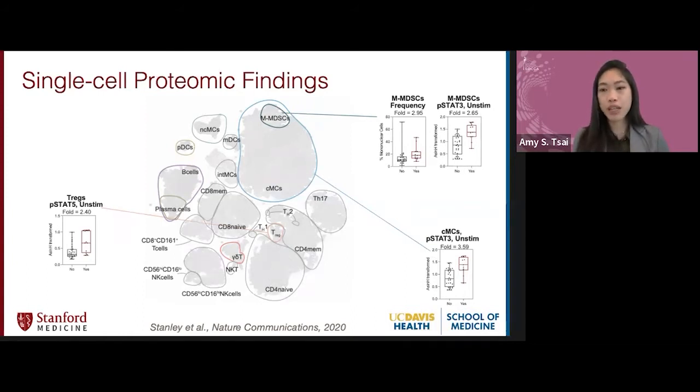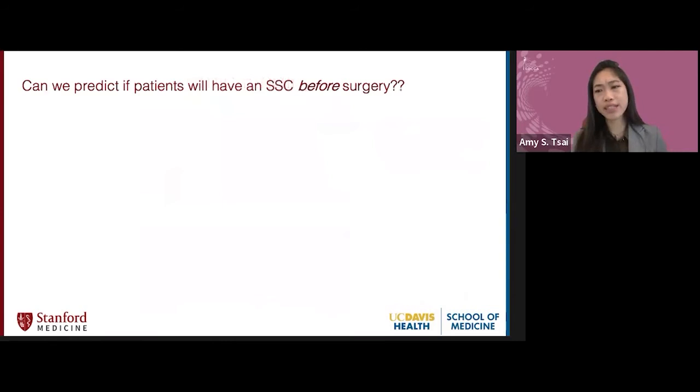This difference is detectable as early as 1 day after surgery and is harmonious with our current theories on surgical site complication risk factors. However, we had these baseline samples, and we wanted to ask the question, can we predict if a patient will have a surgical site complication before surgery? And the answer is yes.